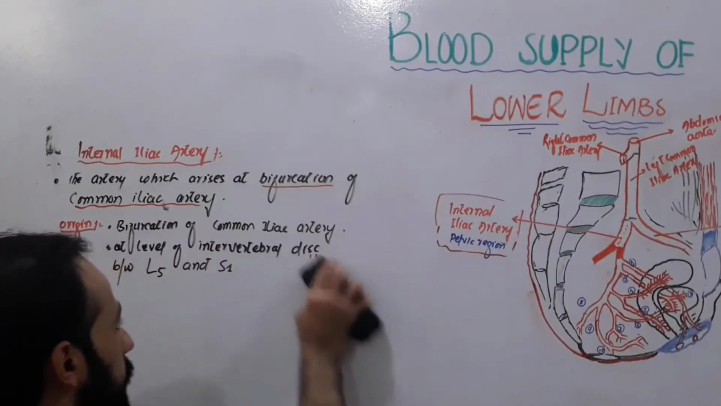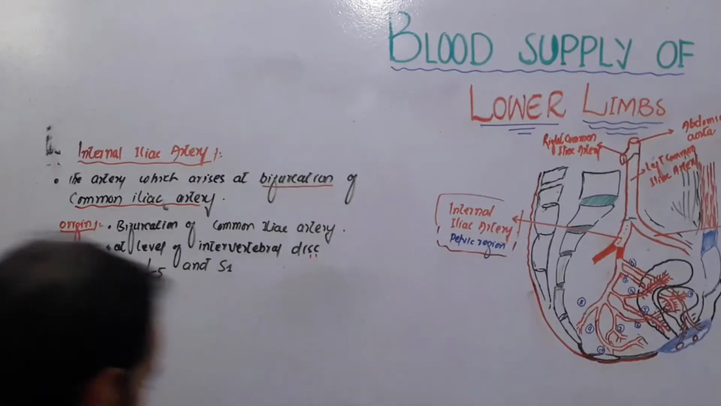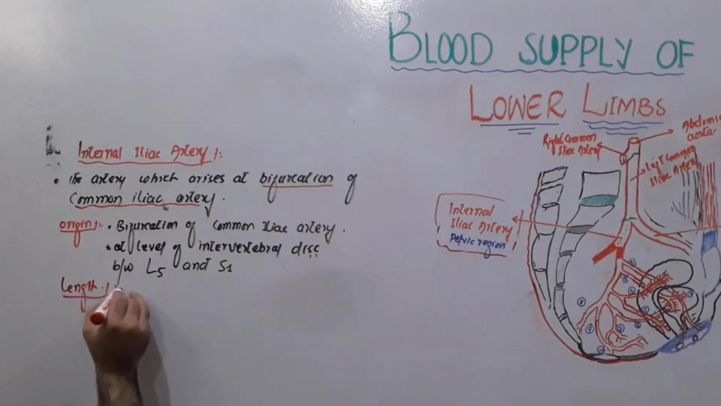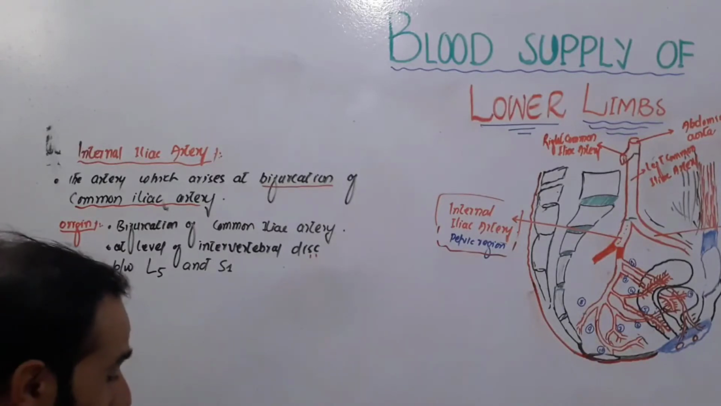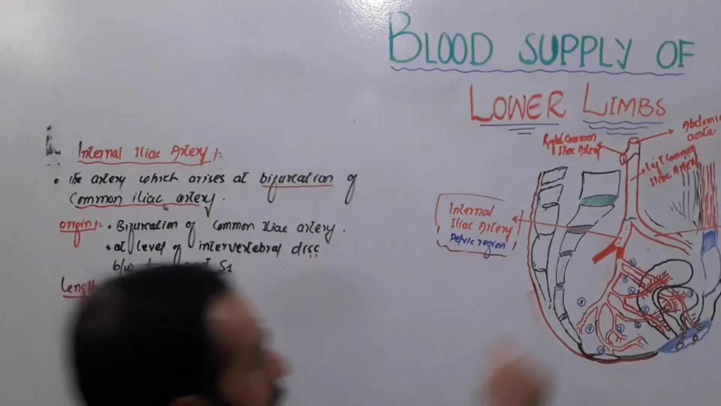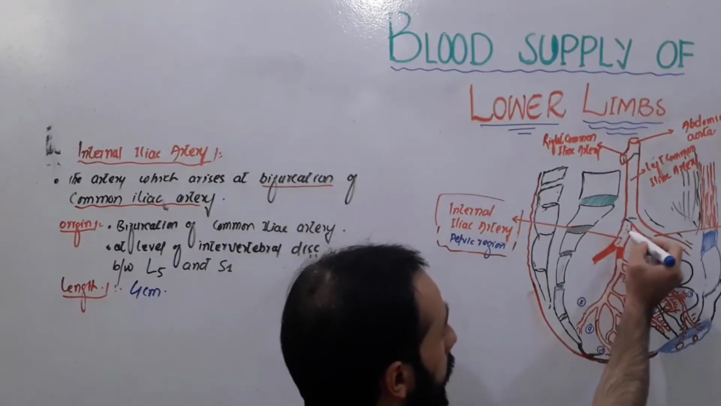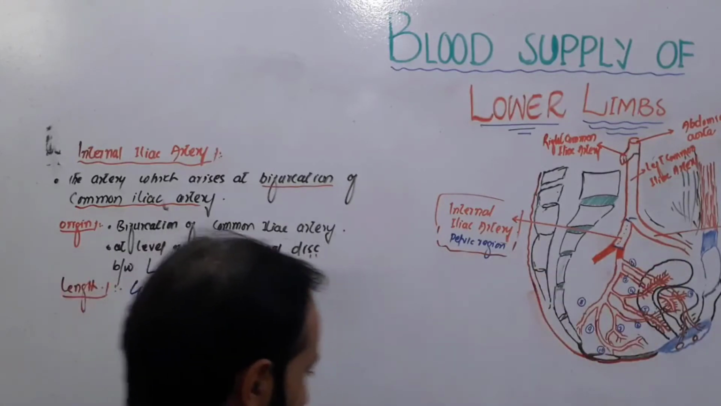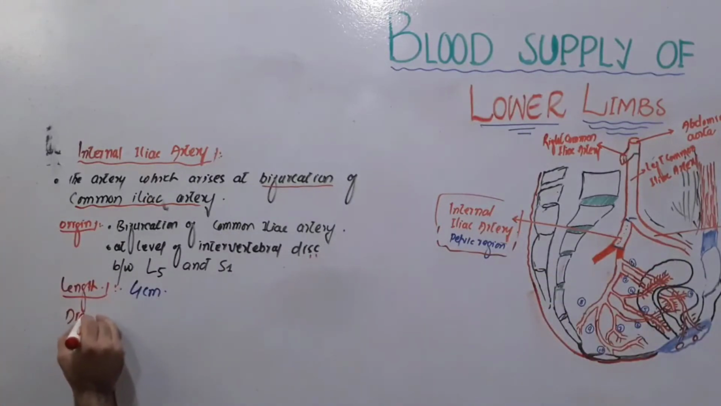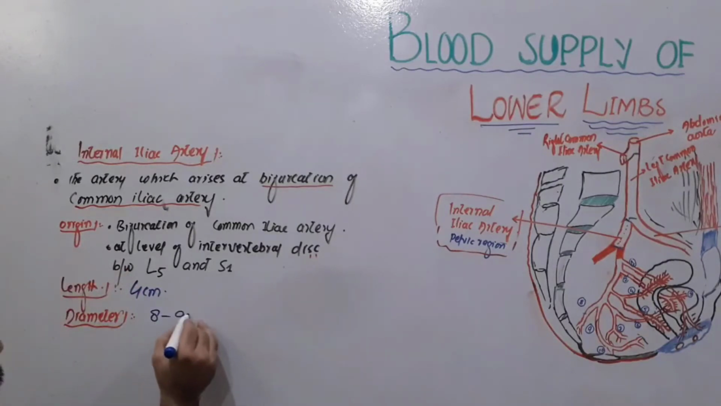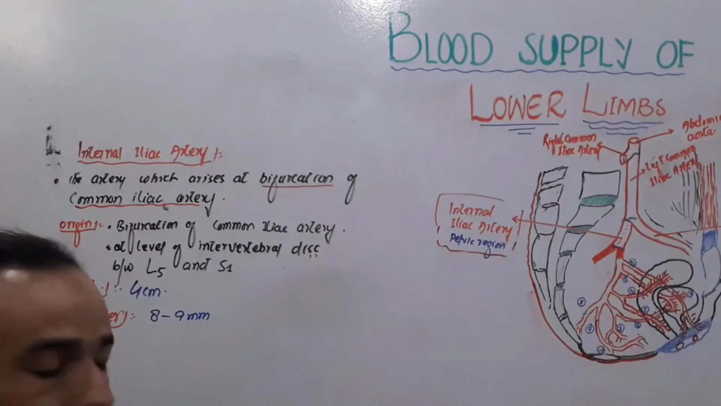Next, what is the length of this artery? The length of the internal iliac artery is about 4 centimeters. It comes down from here up to its bifurcation, about 4 centimeters. And what is the diameter of this artery? The diameter of this artery is 8 to 9 millimeters.